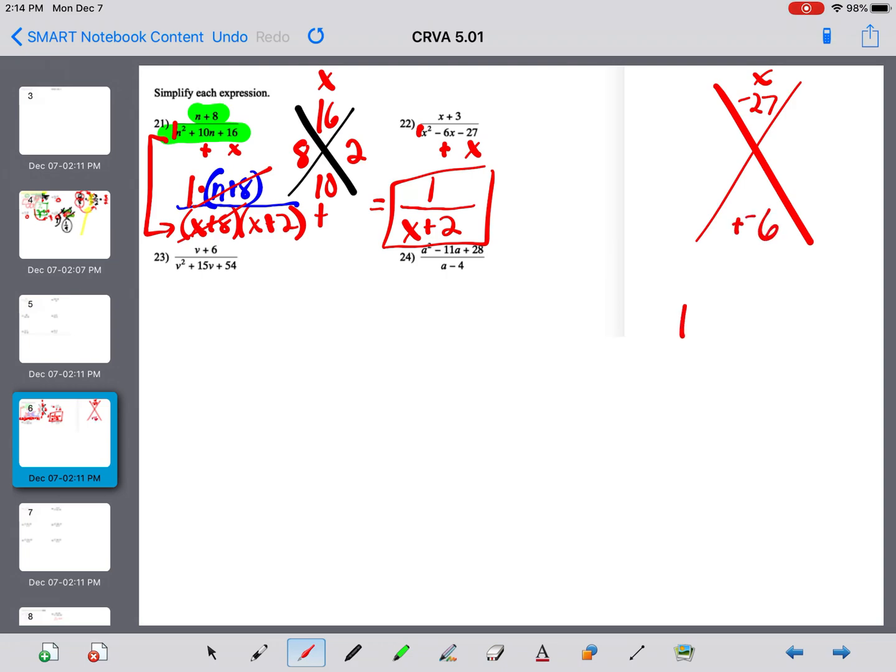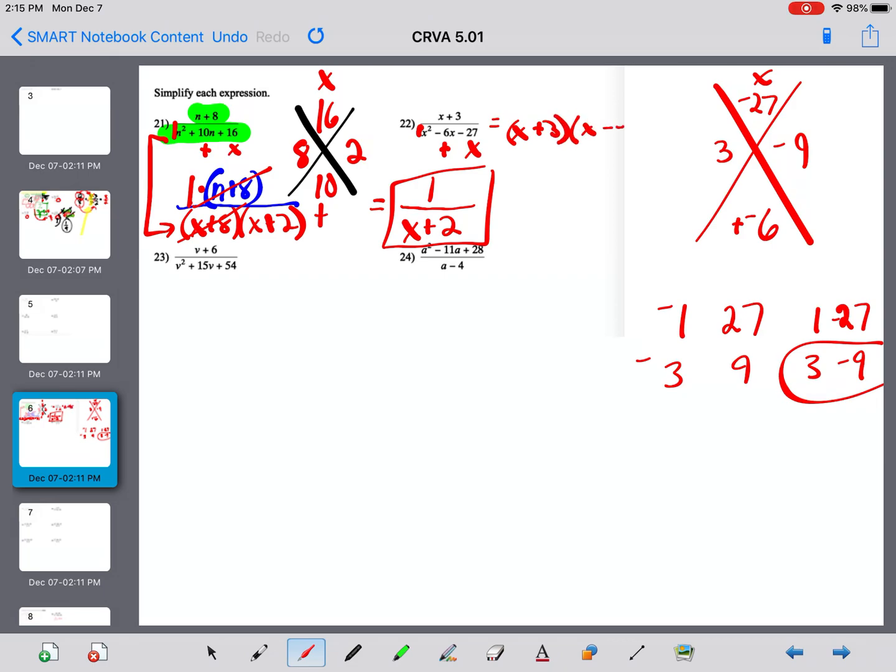Remember, if you make your factors of 27, it's 1 and 27, 3 and 9. But then it's a negative 27. So either the 1 needs to be negative or the 27 needs to be negative. Either the 3 needs to be negative or the 9 needs to be negative. And this is the magic combination right there. So that means I can take this into factored form. I can call it x plus 3 times x minus 9 over x plus 3.